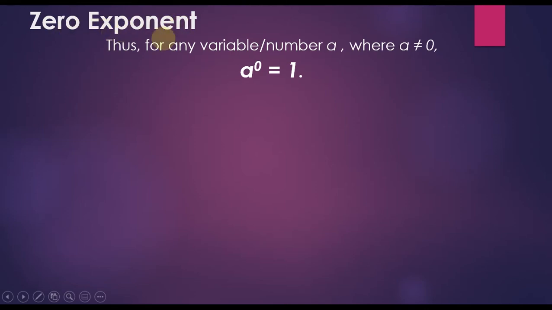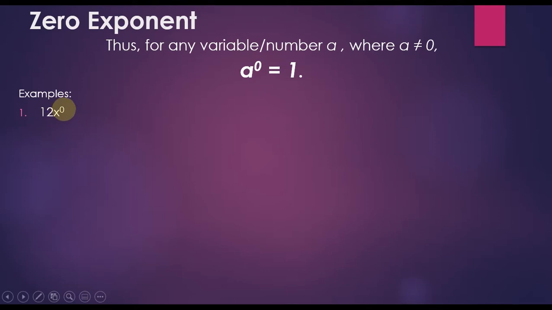Zero exponent. Thus, for any variable number a, where a is not equal to 0, you'll have a raised to 0 is equal to 1. So let's try to solve some problems with zero exponent. Examples. Example number 1.